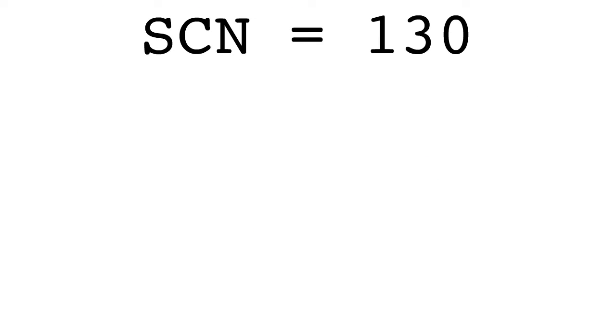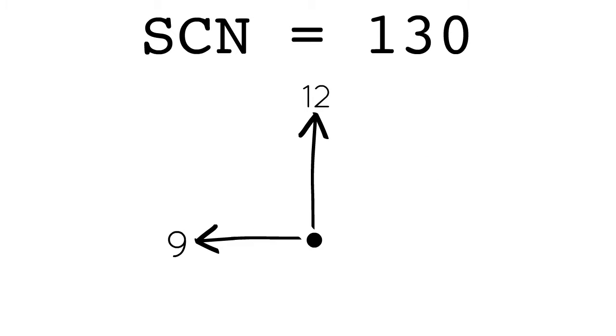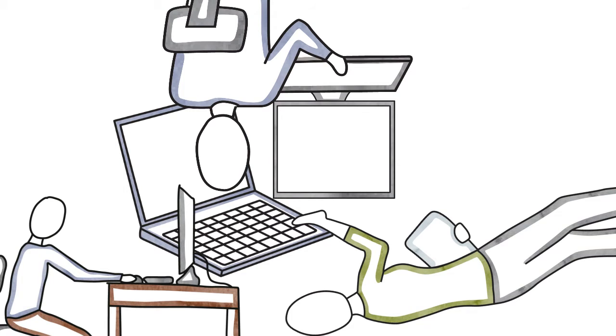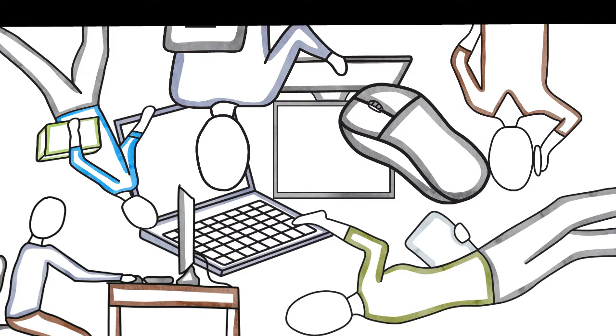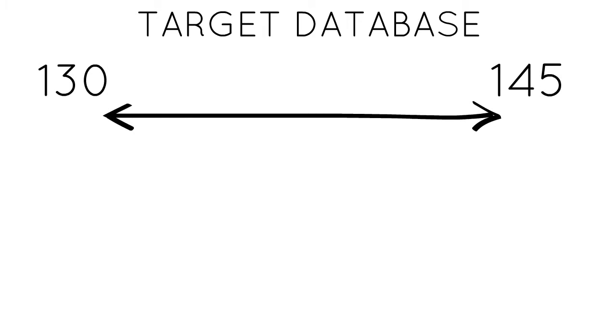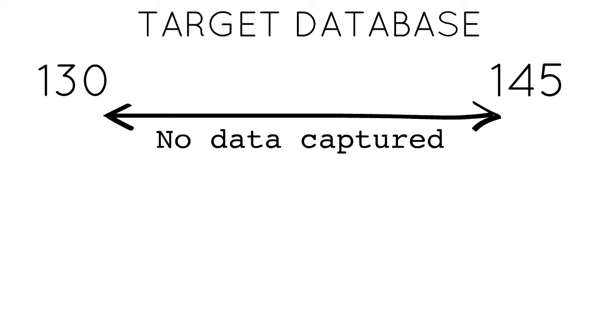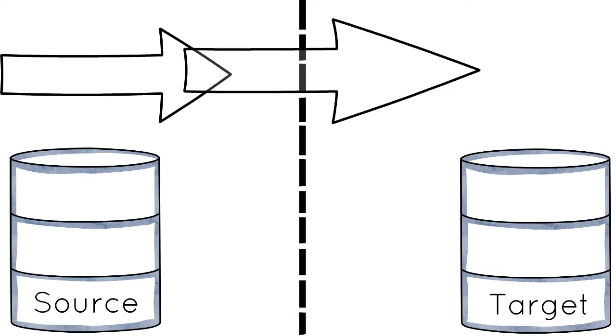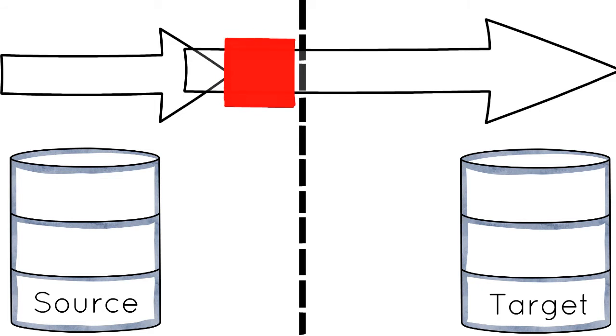Say my SCN is 1:30, which means my initial load will start at 9 o'clock. However, there is a delay, and the initial load starts at SCN 1:45 or 9:10. In this time, there have been multiple updates, inserts, and deletes by your users. These changes between 1:30 and 1:45 will not be captured on your target database, as the initial load started after 1:30.